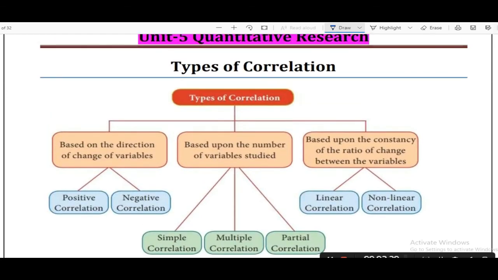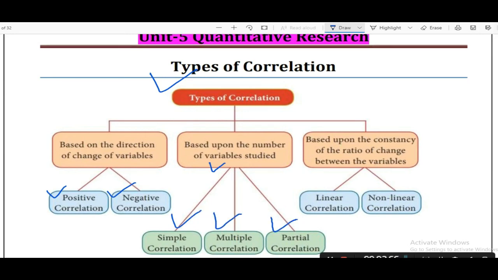So, the types of correlation. Basically, correlation has different types. The first is based on the direction of change, that is, in which direction the variables change. That is called negative and positive correlation. And based on the number of variables, when you have multiple variables like 2, 3, 4 or more, that is called simple correlation, multiple correlation and partial correlation.